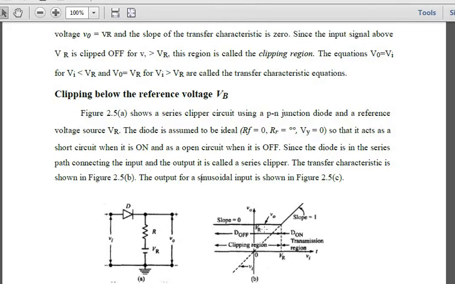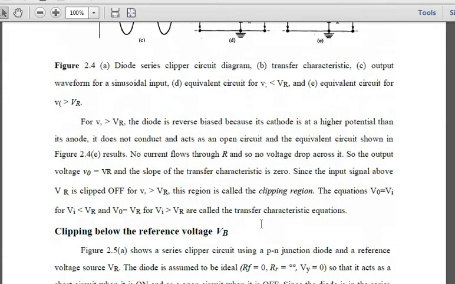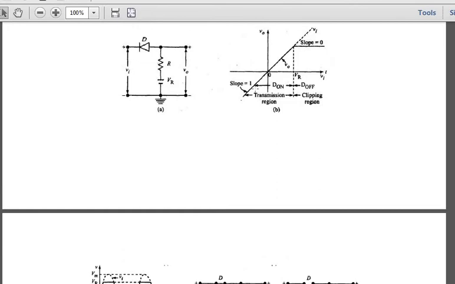See here, the slope here is equal to 0, and the slope here will be 1, because here the diode is in the on condition in the transmission region, and in the off condition in the clipping region. See here, the diode is in the on condition in the transmission region, and the slope here is equal to 1. Now it will be off; clear, the diode is in the off condition in the clipping region.